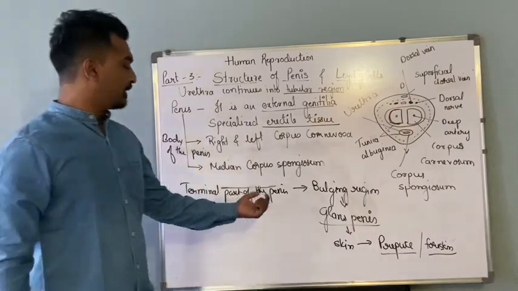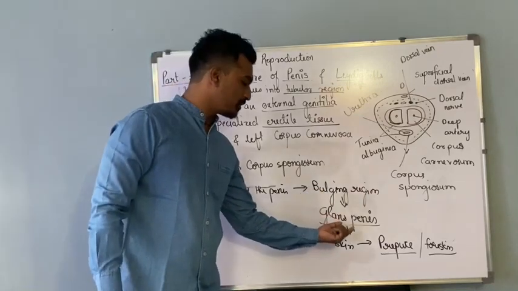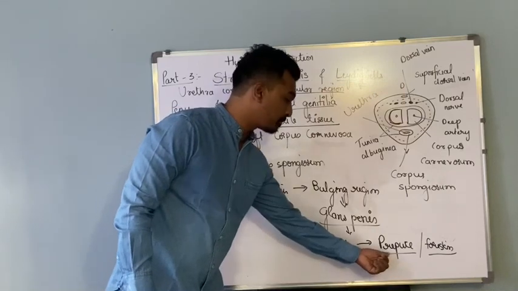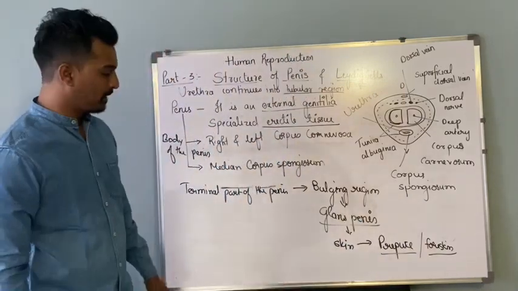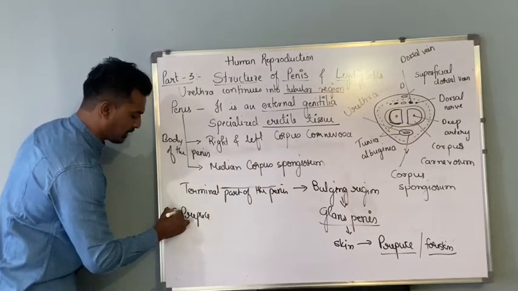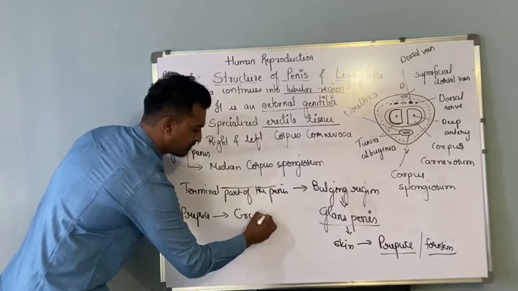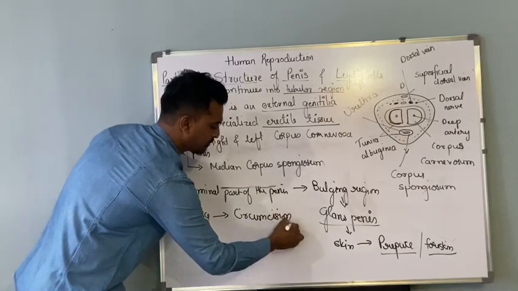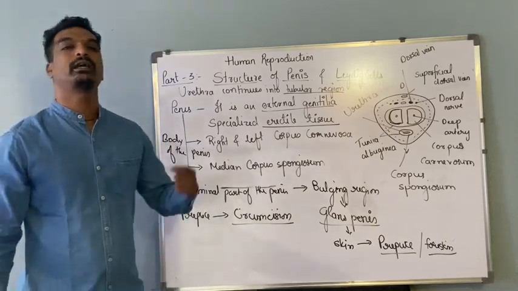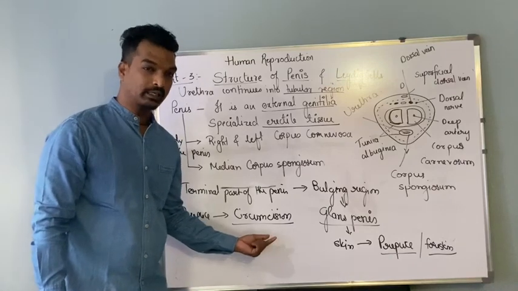So the terminal part of the penis has a bulging region called the glans penis, and it is covered by the skin called the prepuce, or foreskin. Surgically the prepuce is removed, and that is called circumcision. Circumcision means the removal of the foreskin.